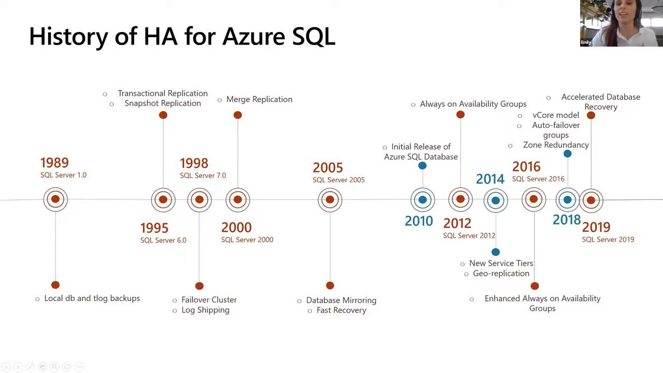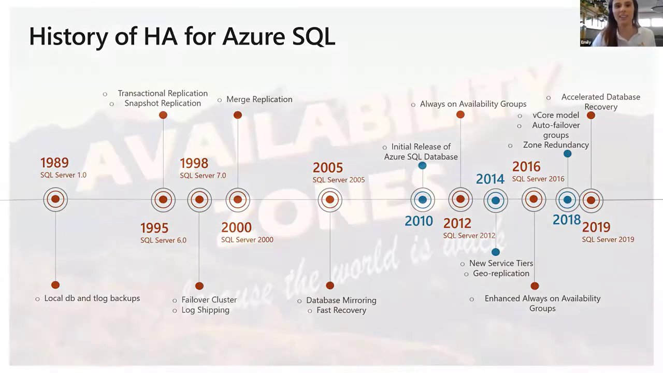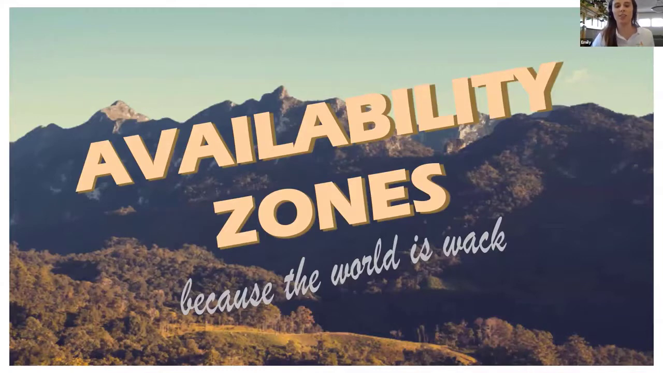Last, the other big high availability improvement that happened in 2018 is the concept of a zone redundant configuration. Now, this is what I view to be the future of high availability in the cloud, and is something that I want to dive more into next. So what the zone redundant configuration uses is a concept of availability zones.